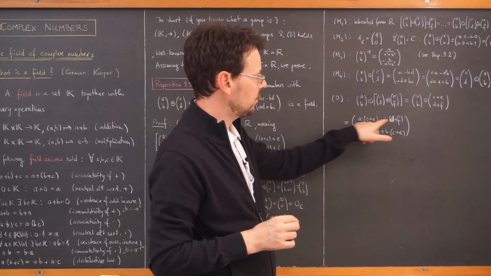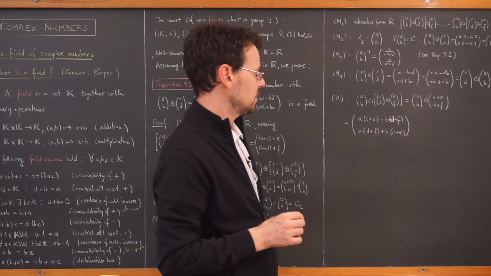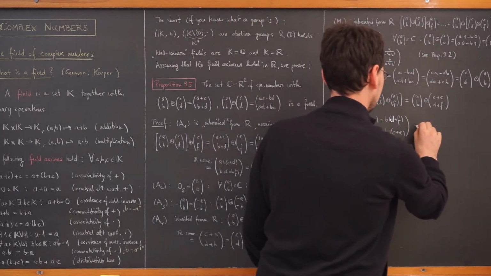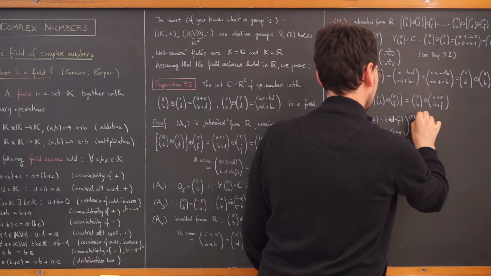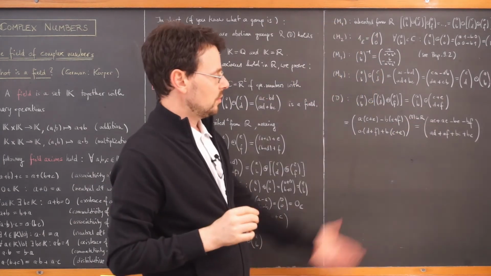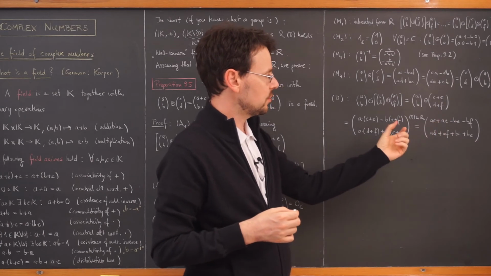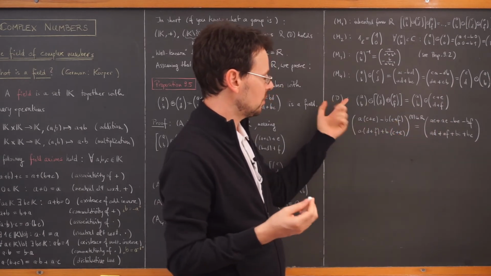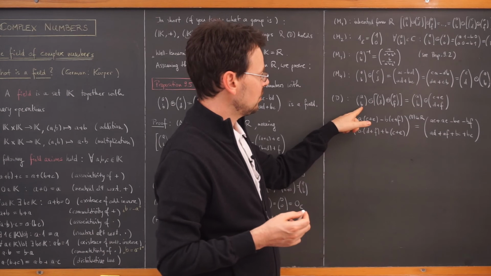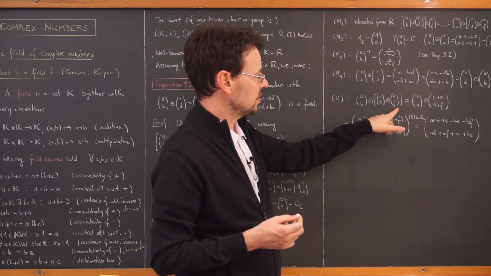And now we are using that in the real numbers multiplication here is distributive. So this is our result. Now the elegant way to finish this proof is to rearrange the terms so that we end up with what we want. Namely, this guy times this guy plus this guy times this guy.